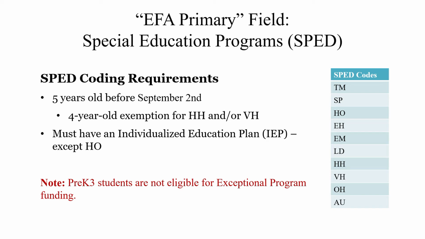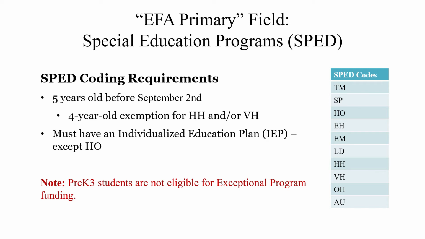For exceptional programs, there are 10 different codes in the EFA primary field dropdown. You can see the full meaning of each in the dropdown options in your PowerSchool user interface. The abbreviations shown here are TM, SP, HO, EH, EM, LD, HH, VH, OH, and AU.